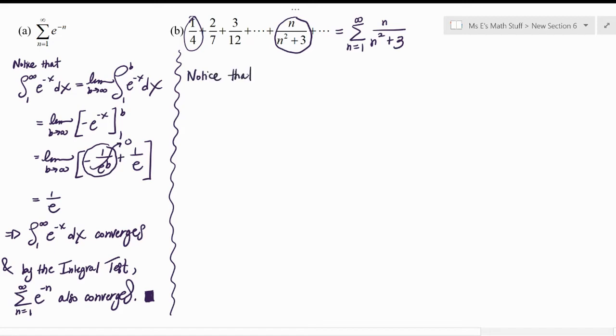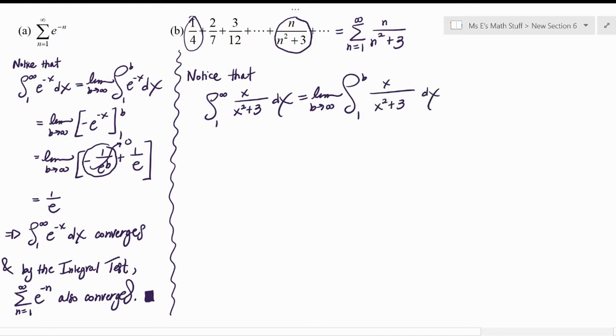So let's notice that the integral from 1 to infinity of x over x squared plus 3 with respect to x, let's go ahead and figure out what this would be. First, let's fix the notation: the limit as b approaches infinity of the integral from 1 to b of x over x squared plus 3 with respect to x. To do this one, I would probably let u equal x squared plus 3. Our du would equal 2x dx.